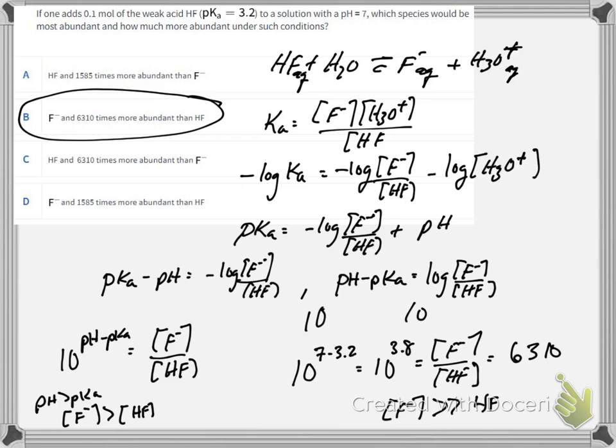So remember, try to be flexible here. If you're given pH and pKa, you're going to want to use this version of the problem. If you're given the ratio and pKa, then you would use this one to find pH.